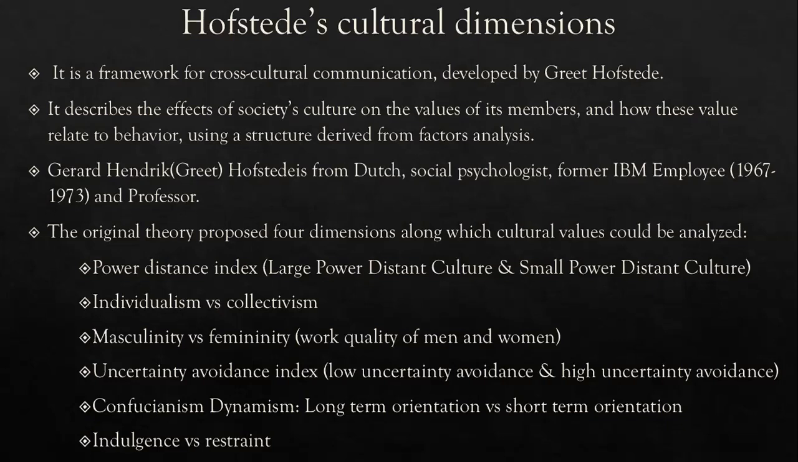The original theory proposed four dimensions, along with which we have cultural values, so that these cultural values can be properly analyzed on the basis of these dimensions. The first is called the power distance index. The power distance index is a dimension which discusses the significant influence of power, that is, the concept of power and to what extent people have an equal distribution of power. That is what the power distance index is all about.